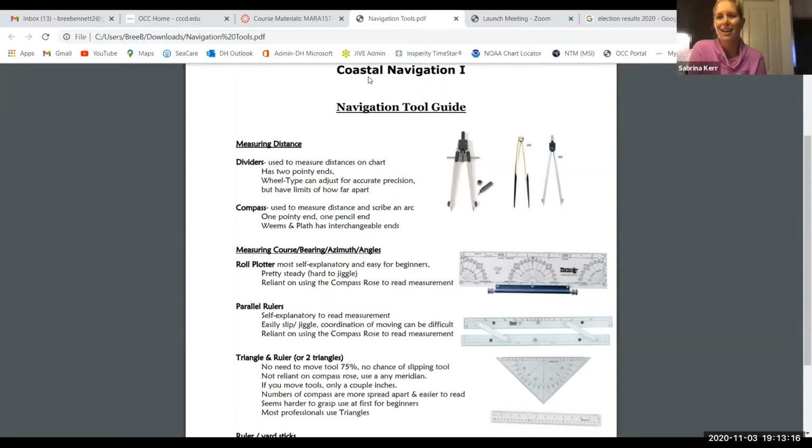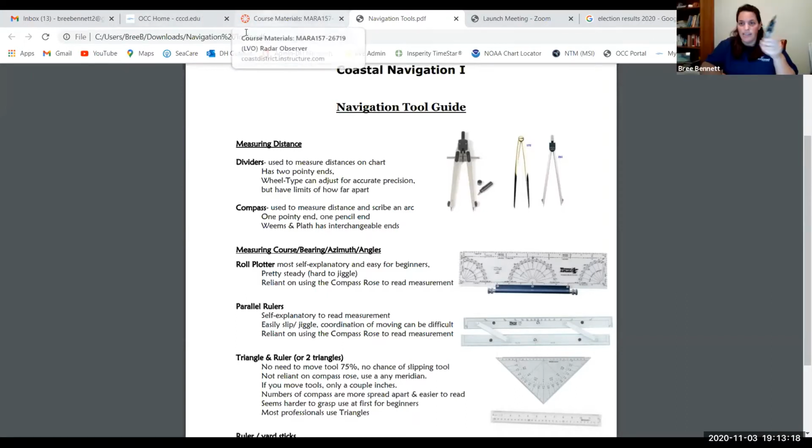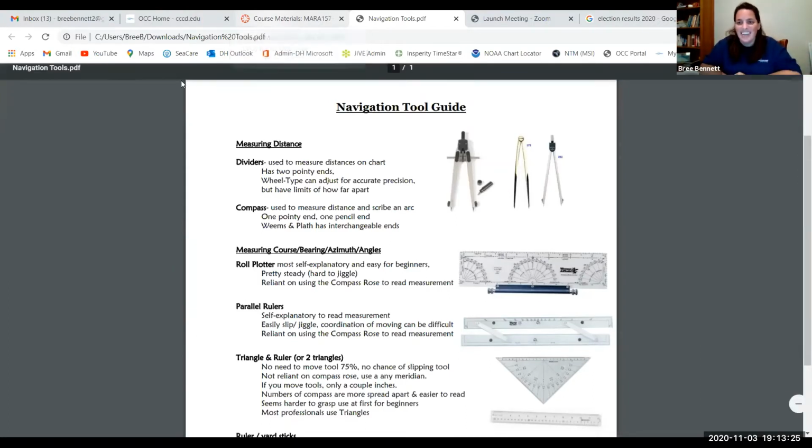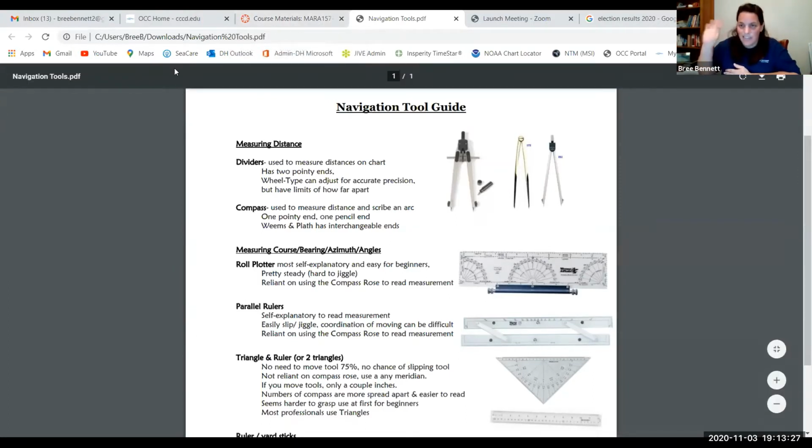Either a compass or dividers. The recommended one is a combo one that is sold at the bookstore. That's the only one we sell. But Amazon and also West Marine have dividers as well.